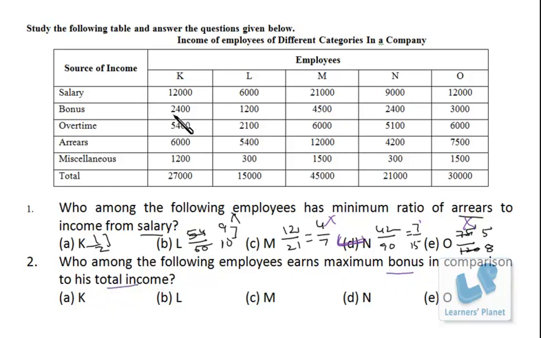Bonus by total income. So it's 24 by 270. Here L, it's 12 by 150. It's 45 by 450. This is 24 by 210. Then this 30 by 300. So friends, very simple fractions we are having over here.